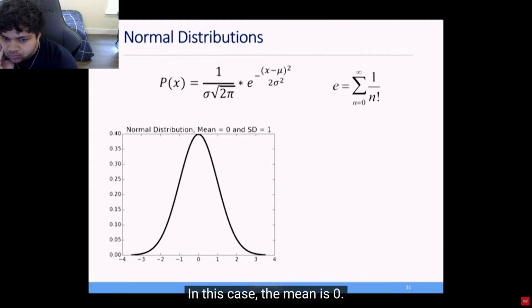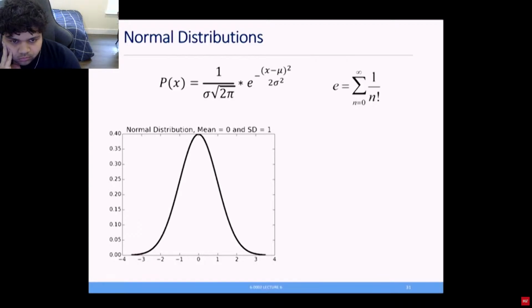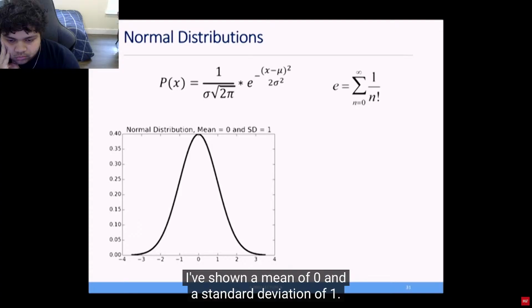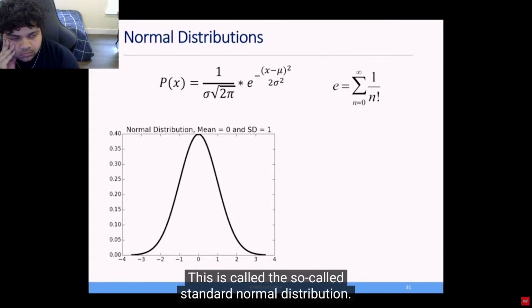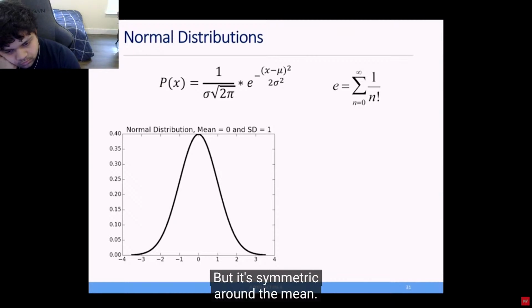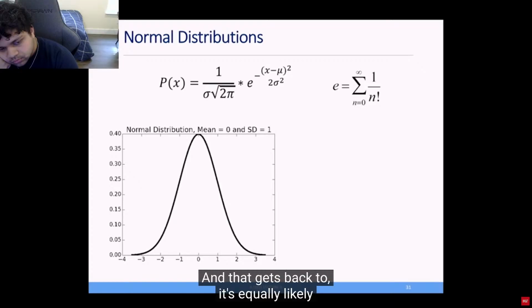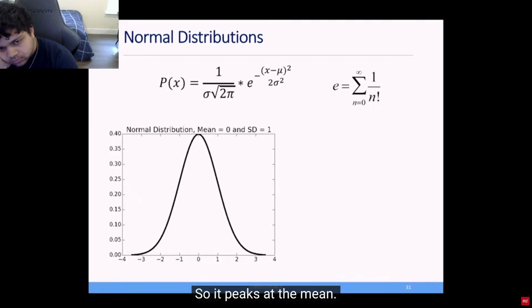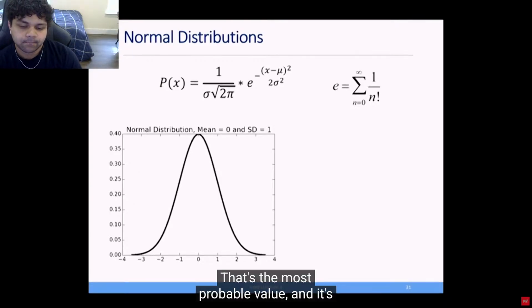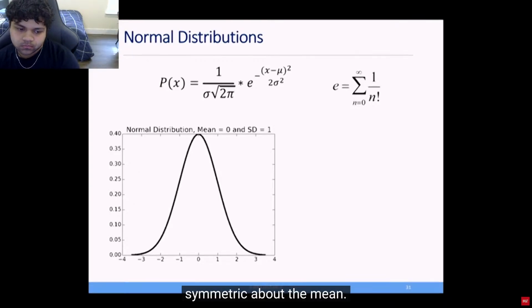In this case, the mean is 0. It doesn't have to be 0. I've shown a mean of 0 and a standard deviation of 1. This is the so-called standard normal distribution. But it's symmetric around the mean. And that gets back to it being equally likely that our errors are in either direction, right? So it peaks at the mean. The peak is always at the mean. That's the most probable value. And it's symmetric about the mean.